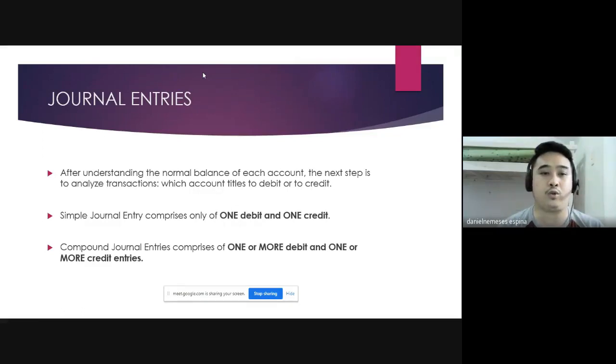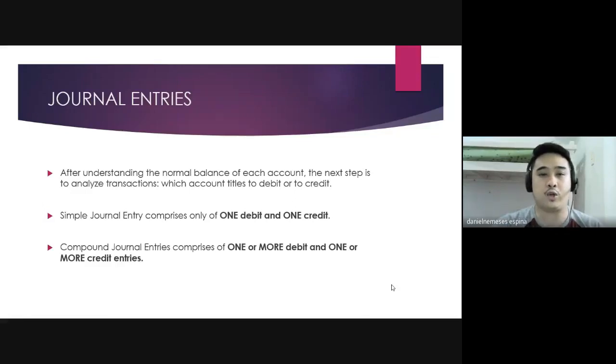So we have two types of entries. So we can prepare a simple journal entry. On a simple journal entry, it is only comprised of one debit entry and one credit entry. Okay? So again, one debit and one credit. When we talk about compound journal entries, it's a combination, okay? Of one or more debit entries and one or more credit entries.